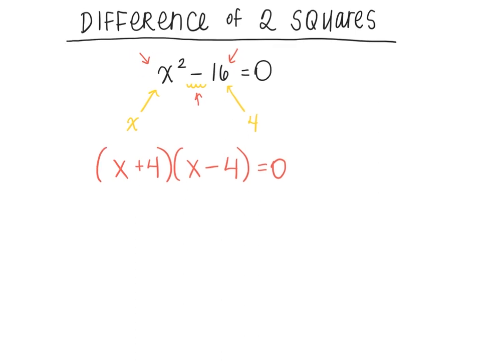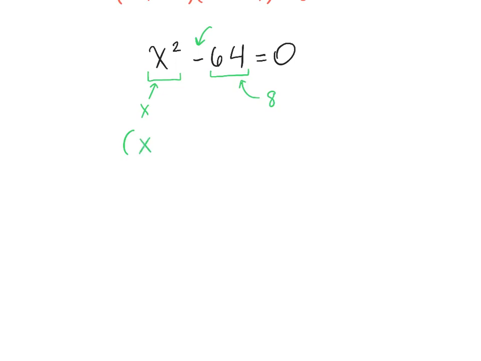So another example of this might be if we had x squared minus 64 equals 0. I'm going to check it, all right? So I see that I have two terms, 1 and 2. I have a minus sign in the middle. Let me see if I can take the square root of both of these. So I know the square root of x squared is going to be x. The square root of 64 will be 8. So that means I can rewrite this in factored form as x minus 8, x plus 8 equals 0.